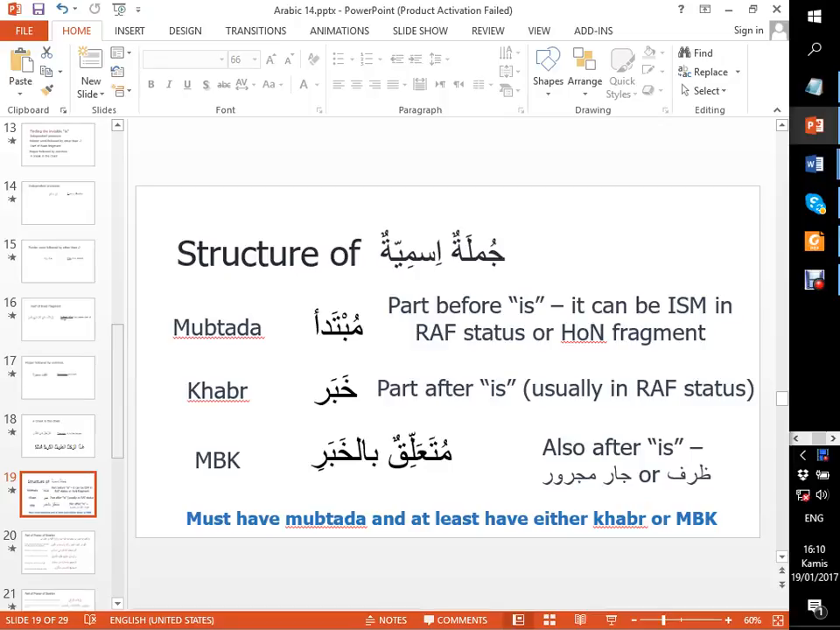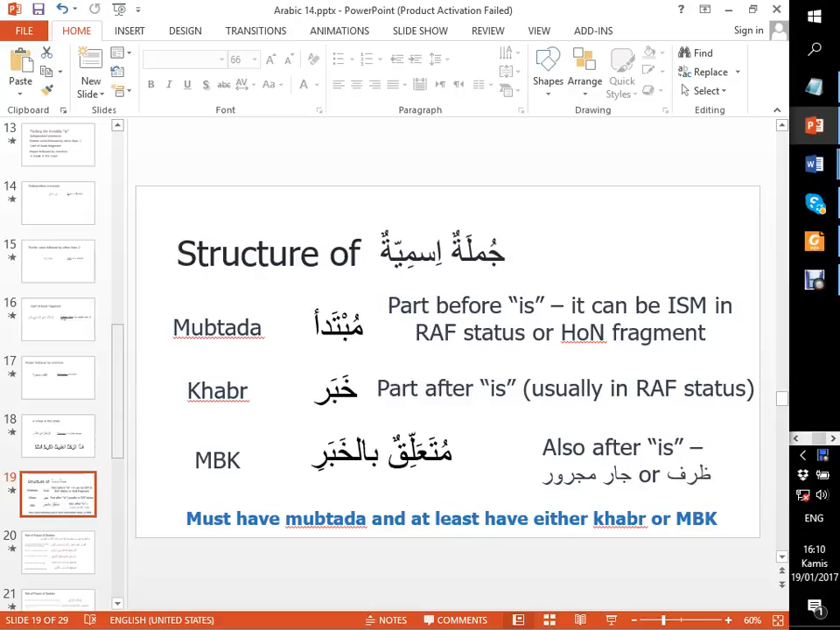So what is Mubtada? Mubtada is the part before is. So we have figured out how to find is, and the part before is, we call it Mubtada. Mubtada we can differentiate. Mubtada has two. If it is ism, it should be in rafa status, or it is harf of nasb fragment. So like inna Allah, it is Mubtada. But just for normal ism, like the name Zaidun, Muhammadun, it will be called Mubtada also. Okay. So the possibility is two, either the ism with rafa status or harf of nasb fragment.